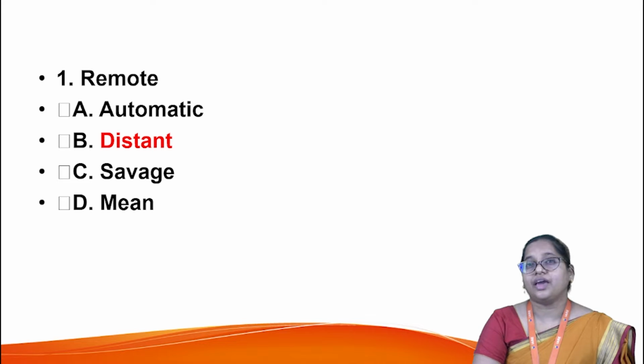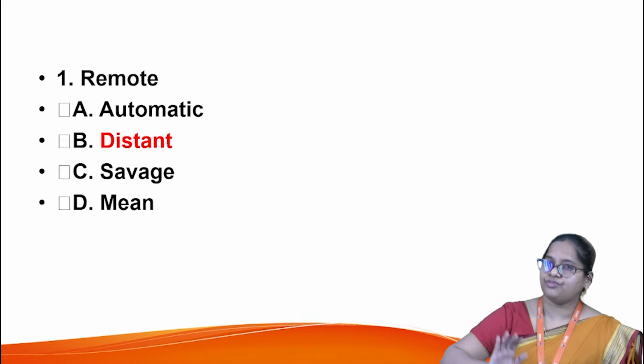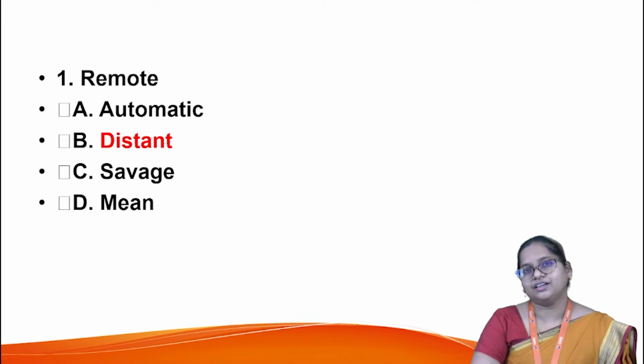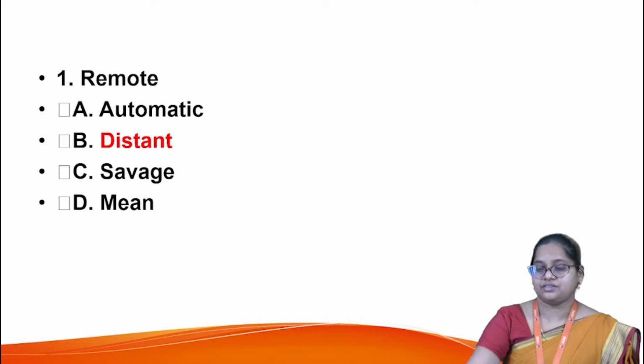So remote: A, automatic; B, distant; C, savage; D, mean. So distant, B, is distant. Remote means it's very far from it, a very distant part of it. So you can take this option as the right answer.